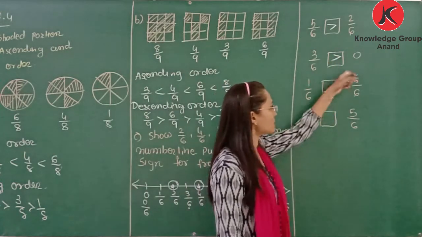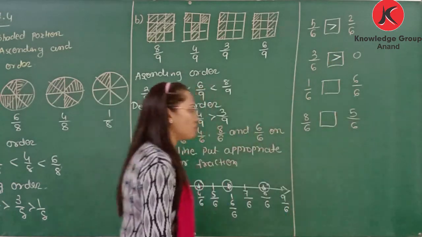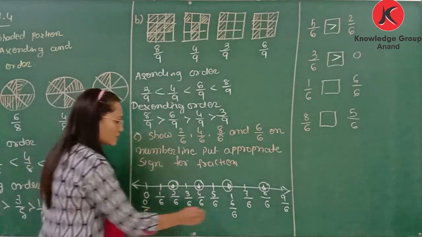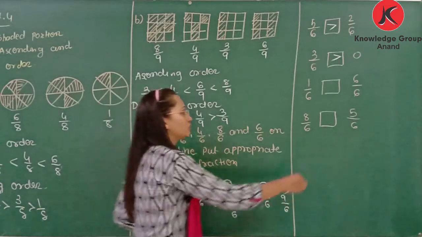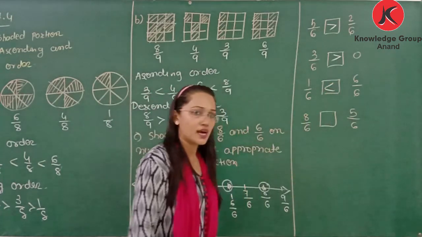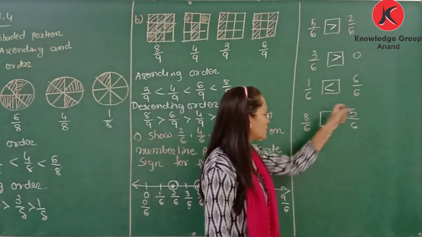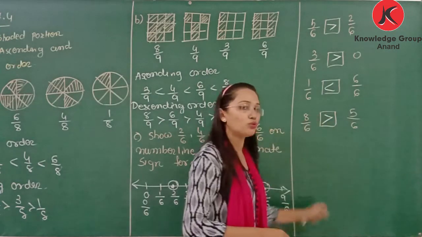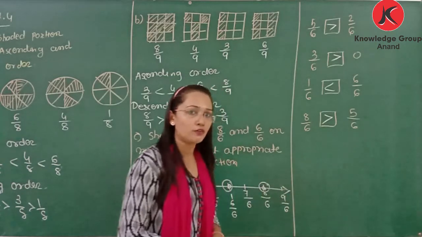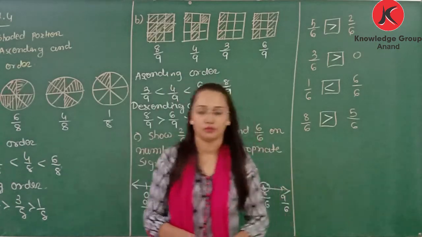Now 1 by 6, 6 by 6. So 1 by 6 is here and 6 by 6 is here. So which one is on the right side? 6 by 6. So that is less than sign. 8 by 6, 5 by 6. So which one will be greater? 8 by 6. So you can also compare the like fractions from the number line.